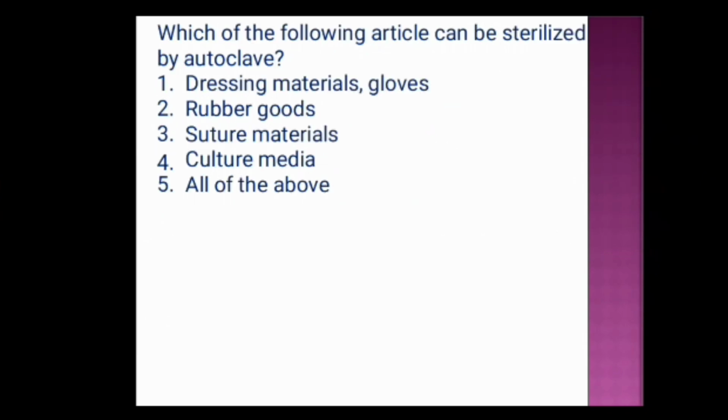Next, which of the following articles can be sterilized by autoclave? Option 1, dressing material, gloves. Option 2, rubber goods. Option 3, suture materials. Option 4, culture media. Option 5, all of the above. The correct answer is option 5, all of the above. Dressing materials, gloves, rubber goods, suture materials, and culture media are all sterilized in autoclave.